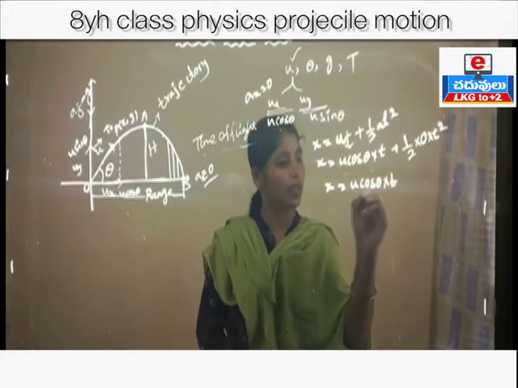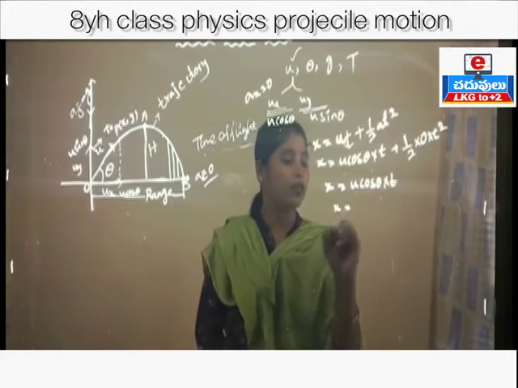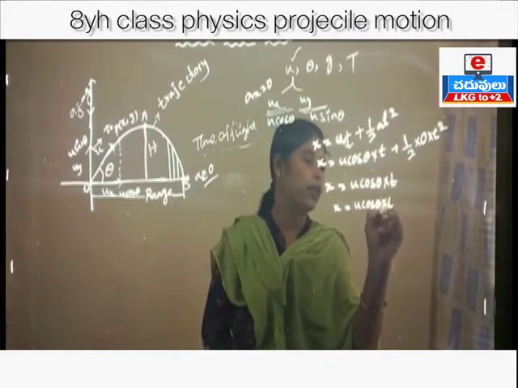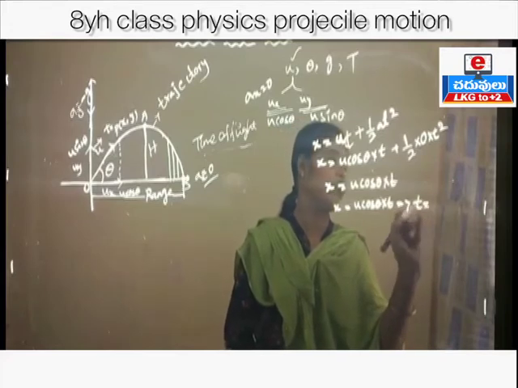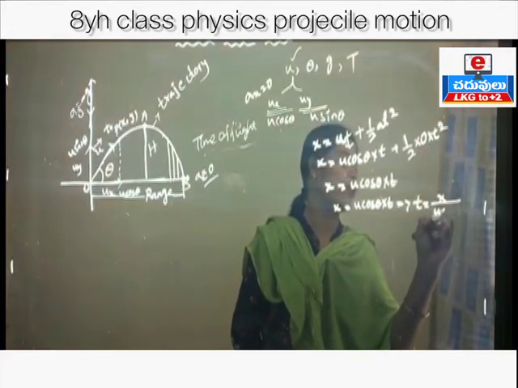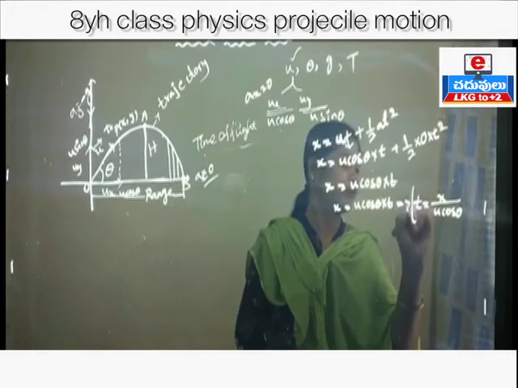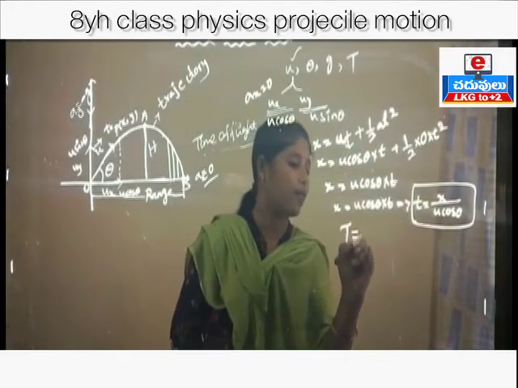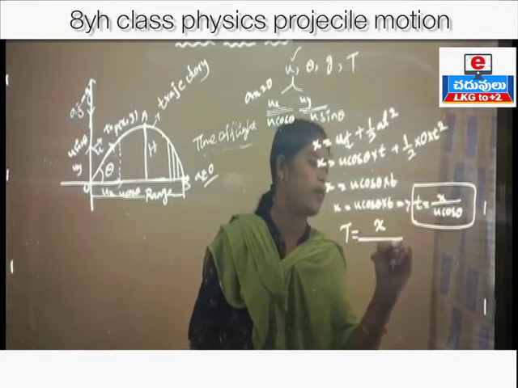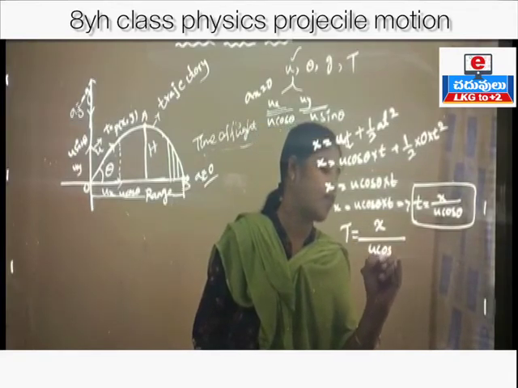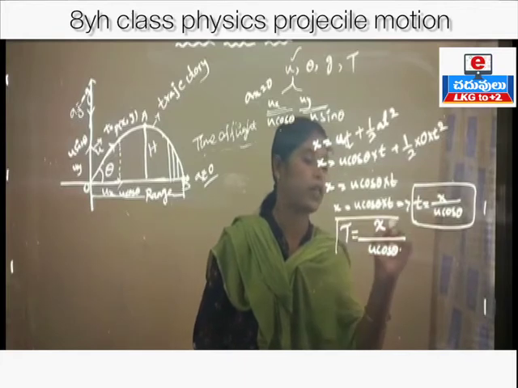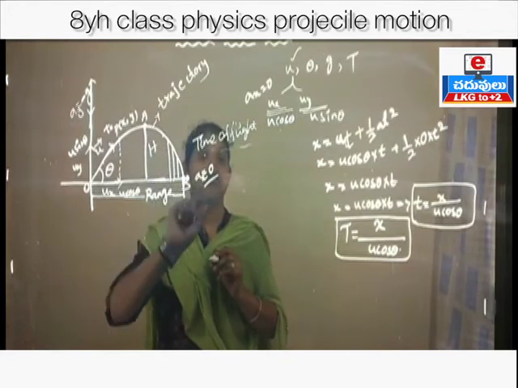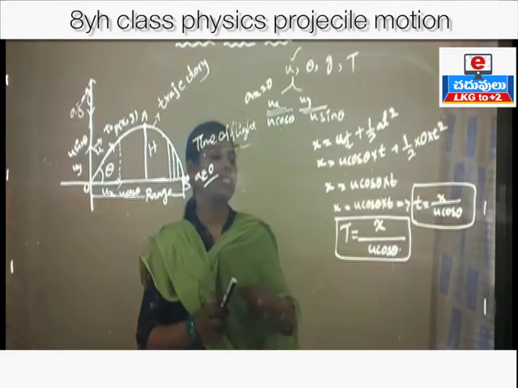So x is equal to u cos theta into t. From this we can write the time of flight is equal to x by u cos theta. In place of small t we can write capital T. So that represents what? Time of flight, the total time taken by the projectile to travel the path, that is capital T.